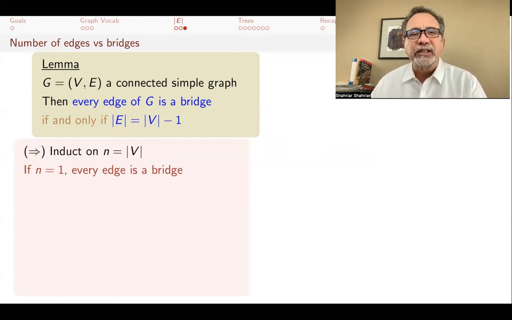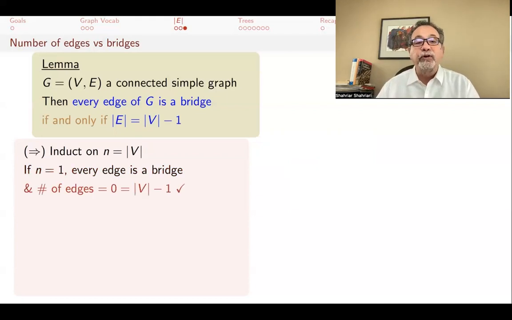If the number of vertices is 1, is every edge a bridge? Well, automatically, if there's only one vertex, because this is a simple graph, there can't be any edges at all. And so every edge is a bridge. If you tell me any of the edges of this graph, there aren't any, but if you give me any of them, it is a bridge. And moreover, the number of edges is 0, which is 1 less than the number of vertices, exactly as what we would have wanted. So the base case is fine.